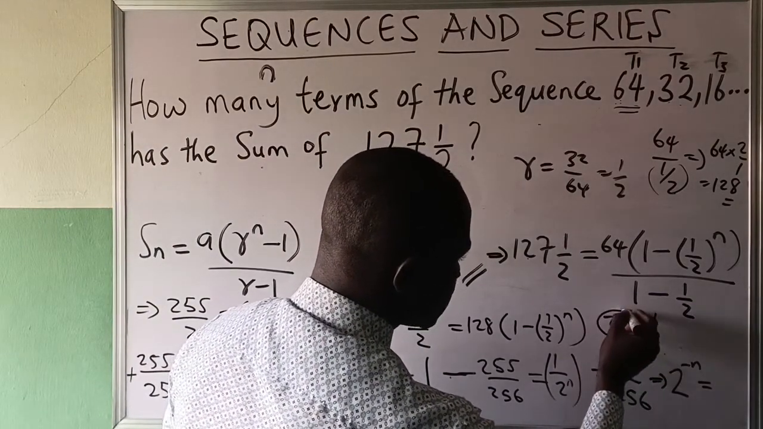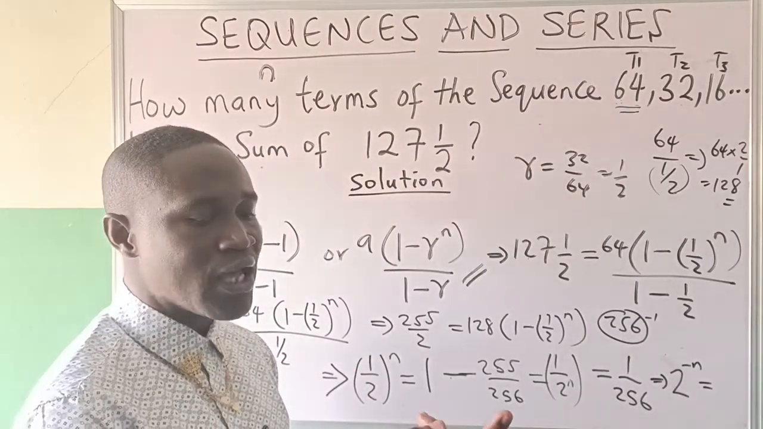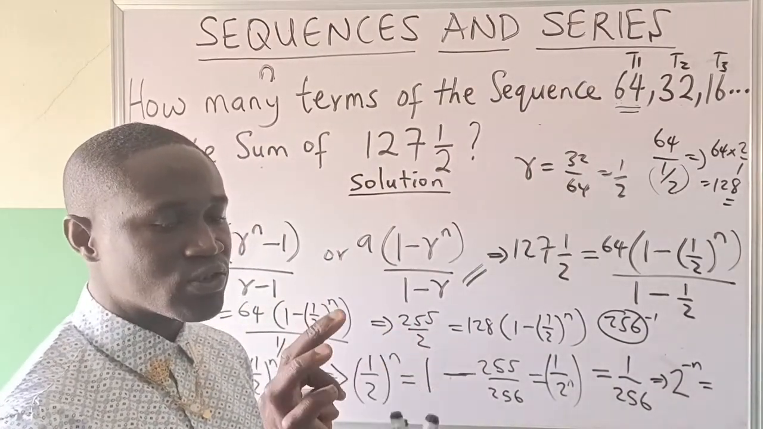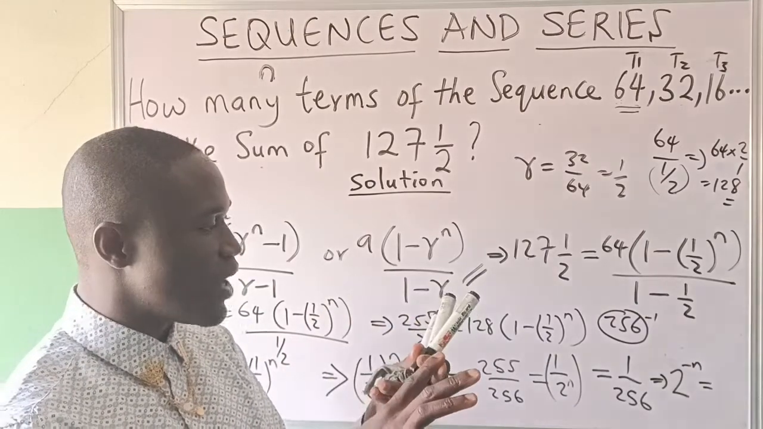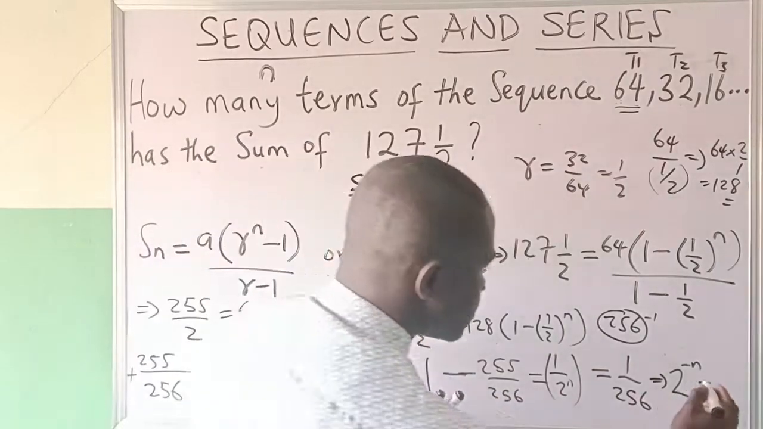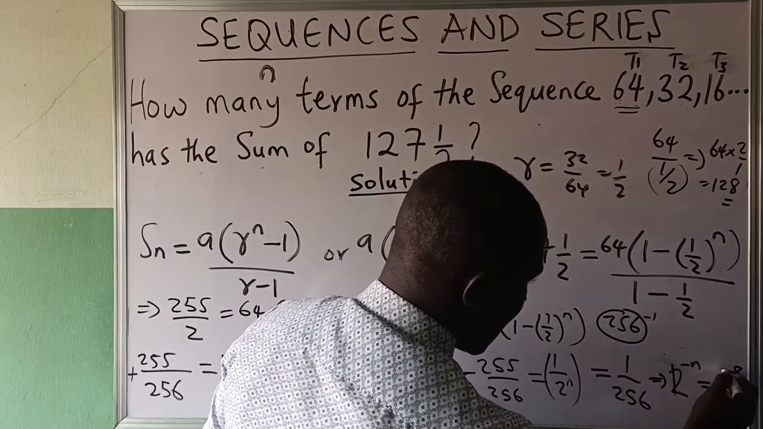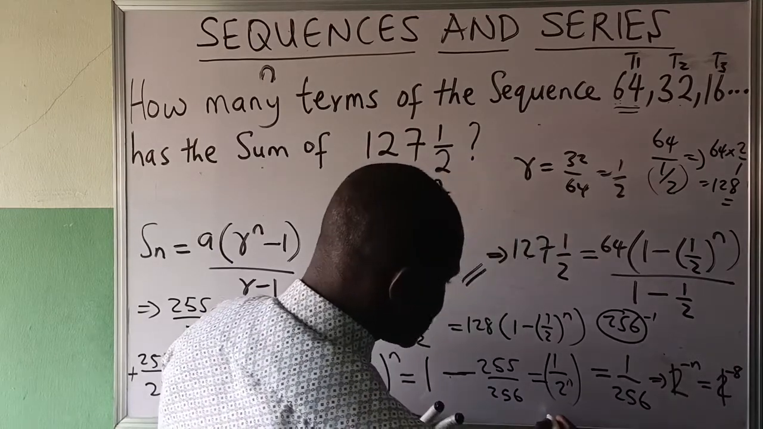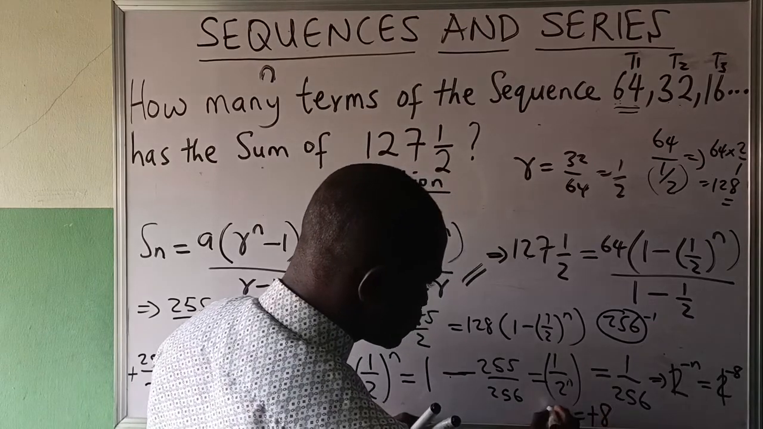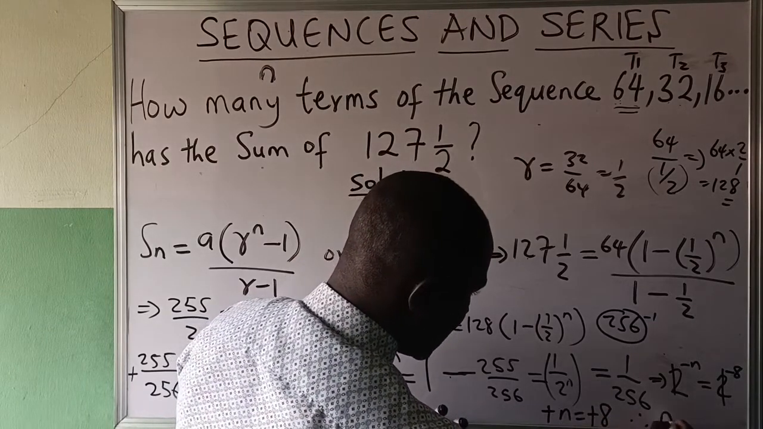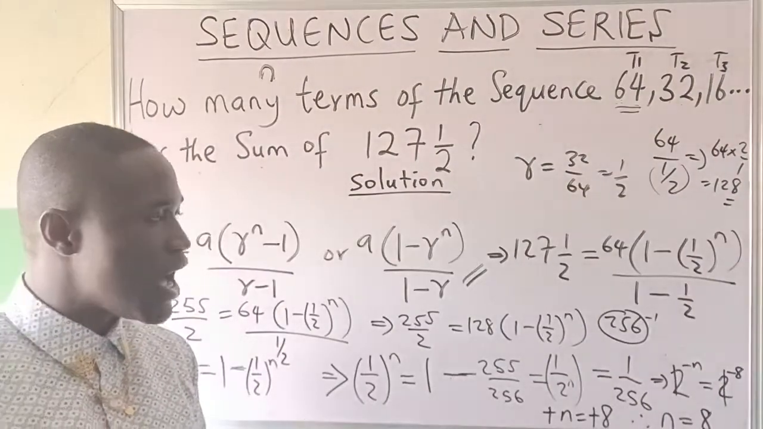Let's convert this to its basic index form. 2 times 2, 4, times 2, 8, times 2, 16, times 2, 32, times 2, 64, times 2, 128, times 2, 256. That is 2 raised to power 8. So say 2 raised to power minus 8. The bases are equal, so we now say that minus n will be equal to minus 8. Minus cancel minus, therefore n equals to 8. That means the number of terms you will have is 8.